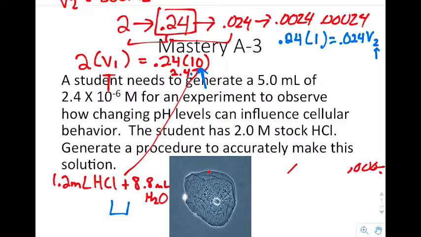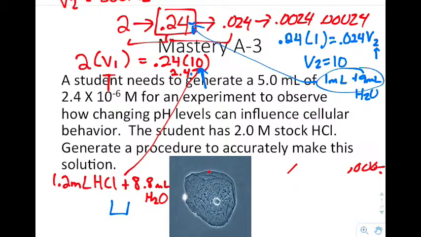Okay, if you were to take 0.24 times 1 and divide it by 0.024, volume 2 ends up being 10. So here's where you get that whole idea of the 10 to 1 dilution. So you would add 1 mil of the 0.24 solution to 9 mils of water. And that's the process of a serial dilution. So you take 1 mil of this, 9 mils of this, and the total volume ends up being the 10 to 1 dilution.